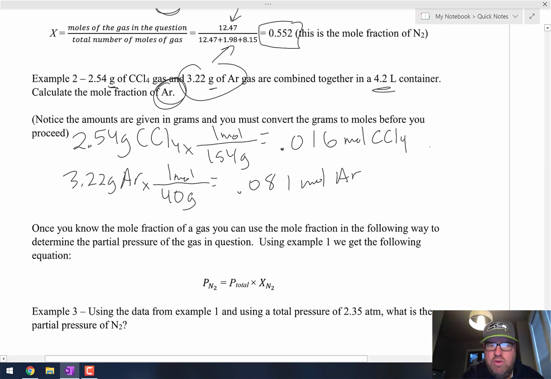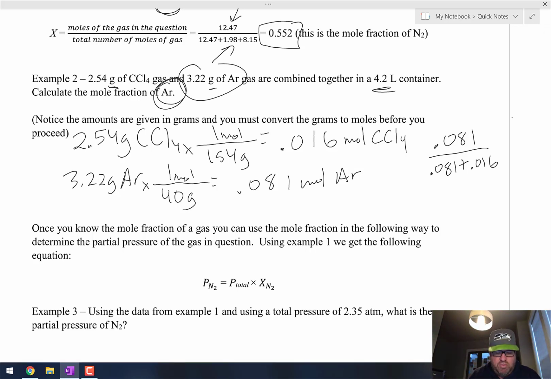So we're going to take the moles of argon, 0.081, over the total number of moles, which is 0.081 plus 0.016. Make sure you add those numbers together on the bottom before you divide. The way I put that in my calculator is 0.081 divided by, and then in parentheses 0.081 plus 0.016. Again, do this on your own calculator. Make sure you get the same answer as me. And I get a final answer of 0.835.